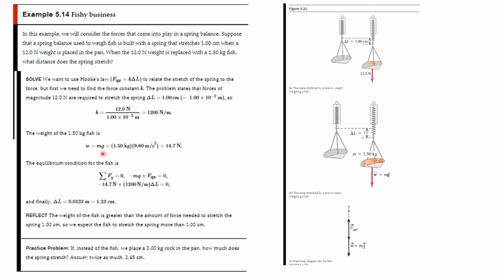Then we know the weight of the fish is going to be the mass of the fish times 9.8, which is 14.7 newtons. Now for this to be in equilibrium when you put the fish in there, the summation of the forces in the y direction has to be 0. That's mg equal to the force of the spring. So this is going to be minus 14.7 newtons, the weight of the fish, and this is the force of the spring. And so we can solve for delta L, and delta L will tell us how long it stretches. We're going to use this equation and solve it for delta L. So delta L is equal to, and here we can get it in meters, or here we can get it in centimeters, 1.23 centimeters. And here's another practice problem you can do if you want to about this kind of problem.